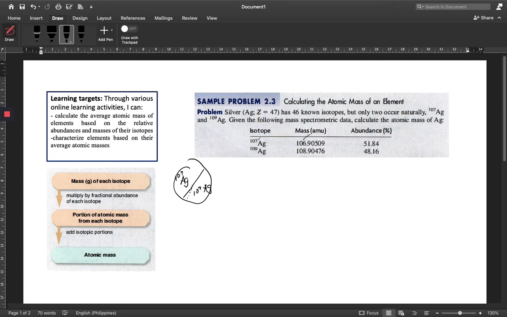We can obtain the fractional abundance based on the percentage abundance. What we have to do is just divide the percent abundances by 100, so we report it as if it were not in a percentage anymore. So for the fractional abundance, 51.84% divided by 100 gives 0.5184. You notice how we just moved the decimal point twice to the left. Same thing here, 0.4816.